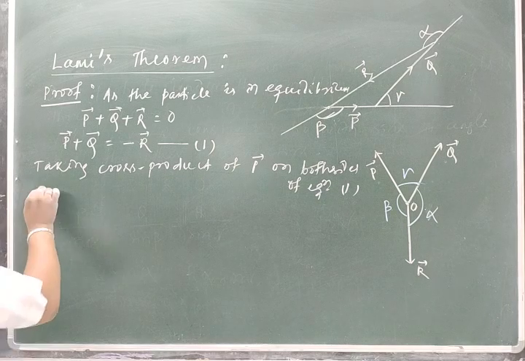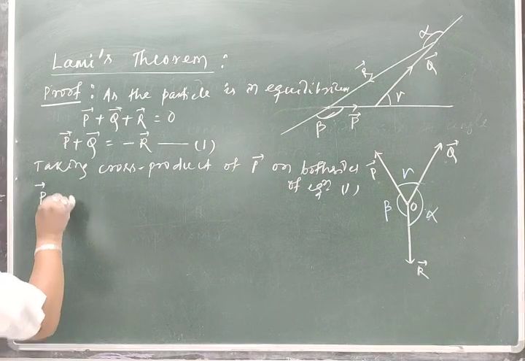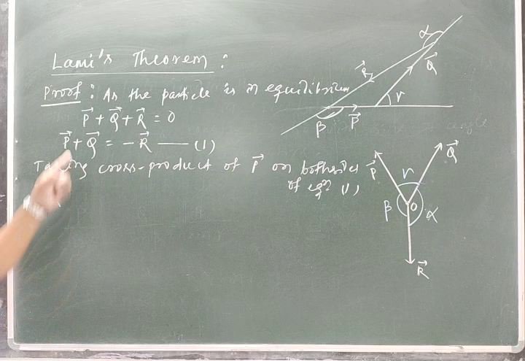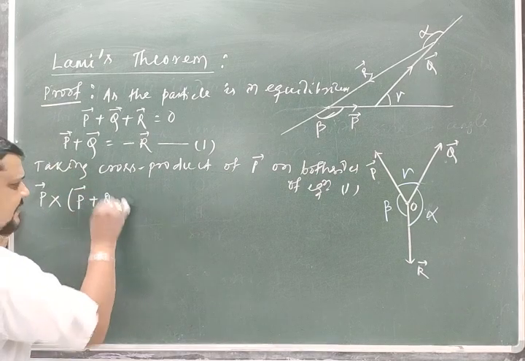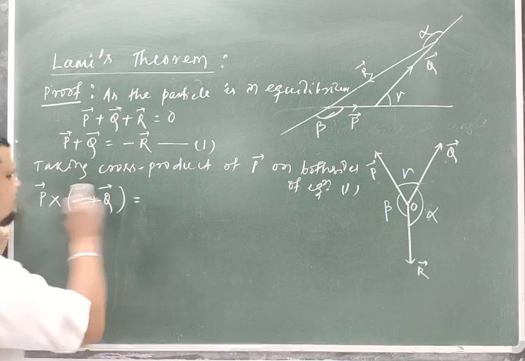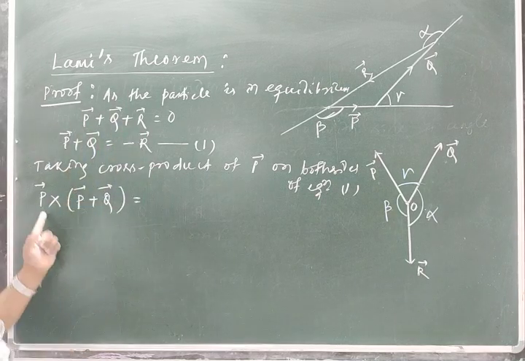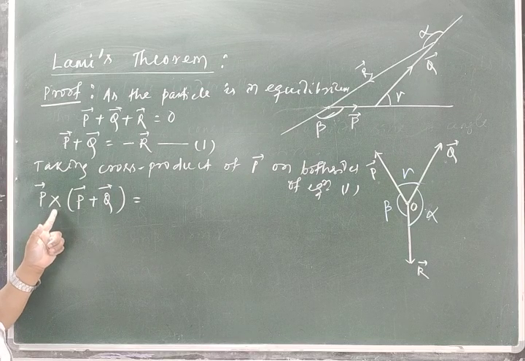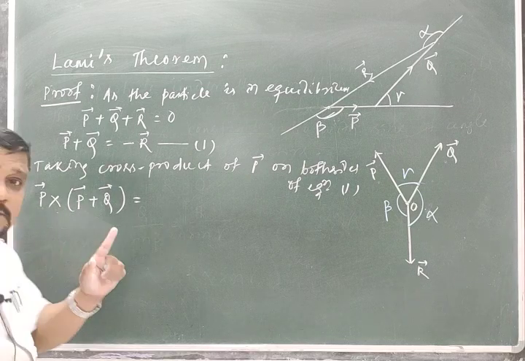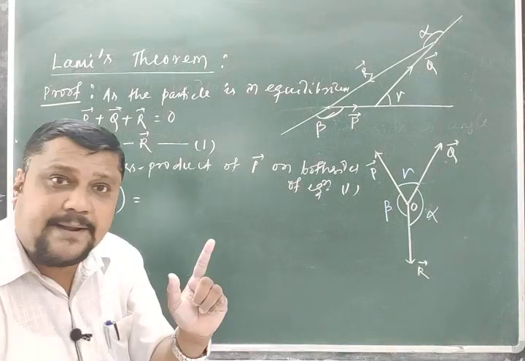So doing the cross product, remember what I am doing. If I put this P on the left of the LHS, P plus Q, then I have to do this cross product to the RHS as well, and P should be on the left of the RHS, because the cross product is not commutative.